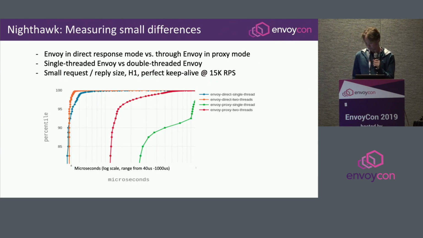So here we compare Envoy in direct response mode, and on the left side we have it running on 1 and 2 threads, and on the right-hand side we introduced an extra Envoy hop and also run it on 1 and 2 threads, and we can see that, well, clearly the multi-threaded Envoy is a good idea when you introduce an extra hop.